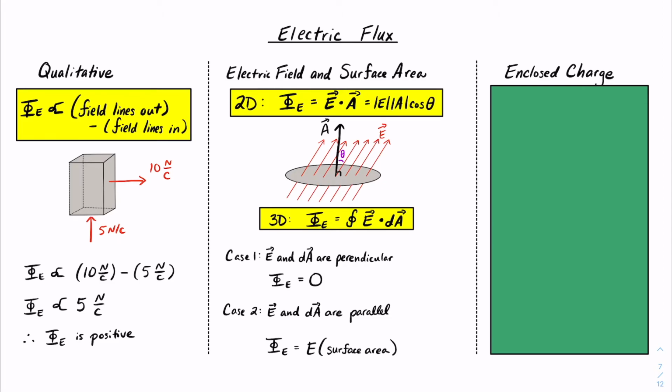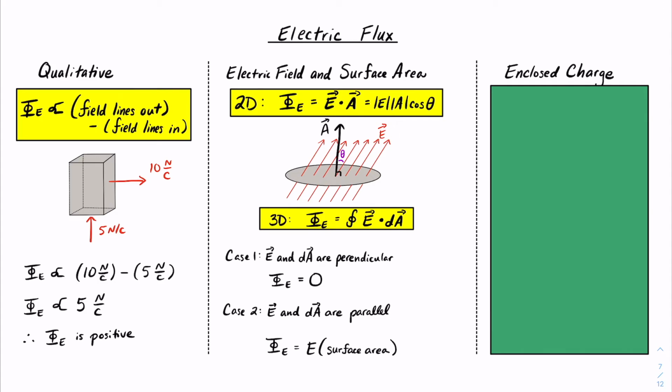In 3 dimensions, this equation becomes a surface integral, but we're only going to consider 2 special cases in this class. Case 1 is where our electric field and our area are perpendicular. In this case, the flux is going to be 0 because the angle between our 2 vectors becomes 90 and cosine 90 is equal to 0. The second case we'll consider is when our electric field and our area vector are parallel. In that case, our flux simply becomes the electric field times the surface area of whatever the object is.